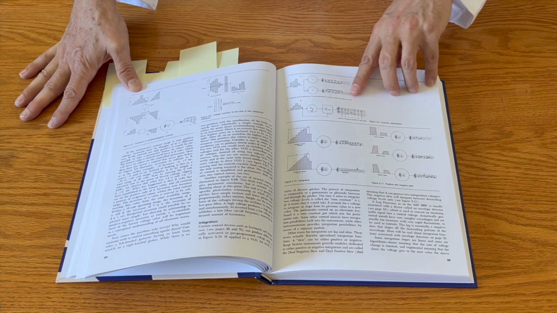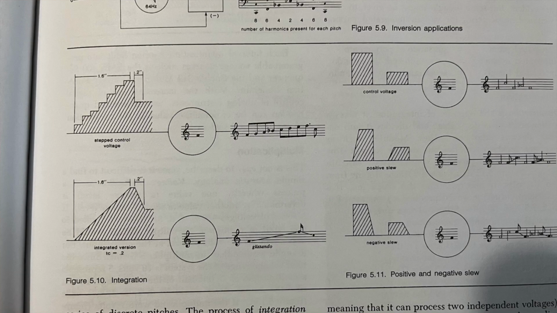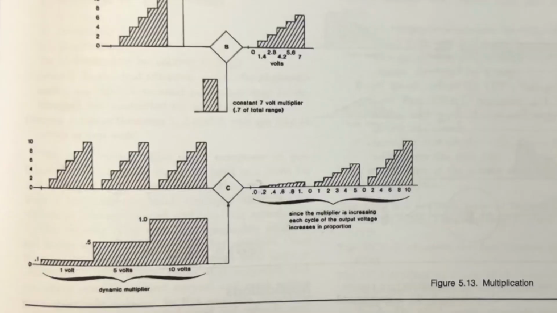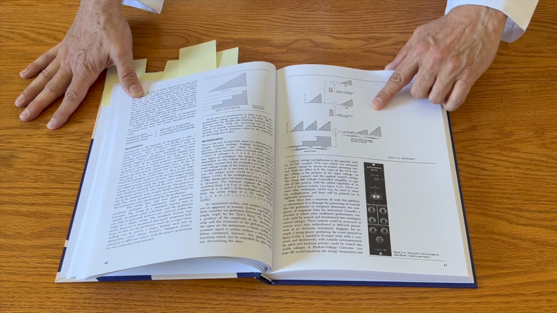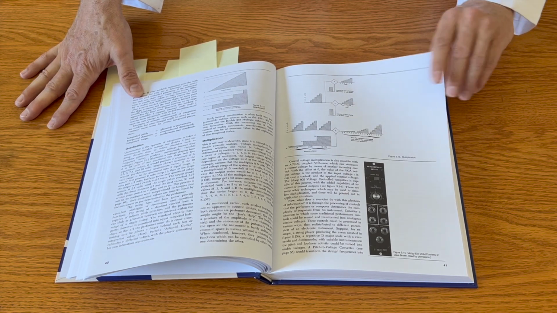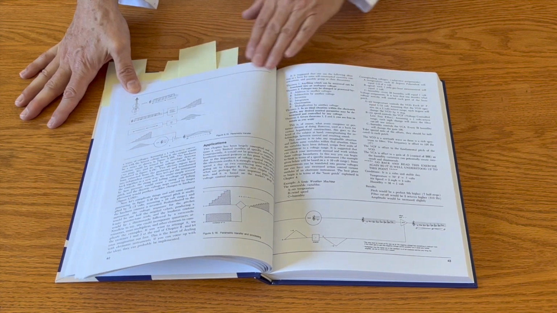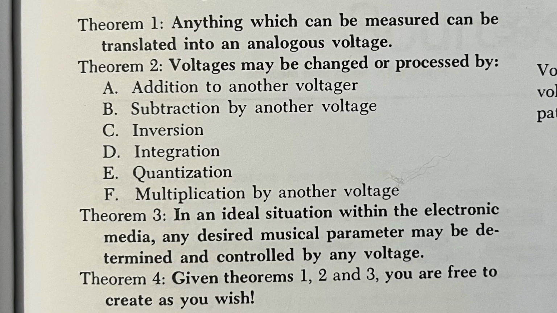Lots of great illustrations and examples help the reader understand what's going on when we create patches that are modulating the modulator, so to speak, or when we're processing control voltages that then go on to modulate parameters. On page 43, Alan states his 4 all-important theorems of voltage control.